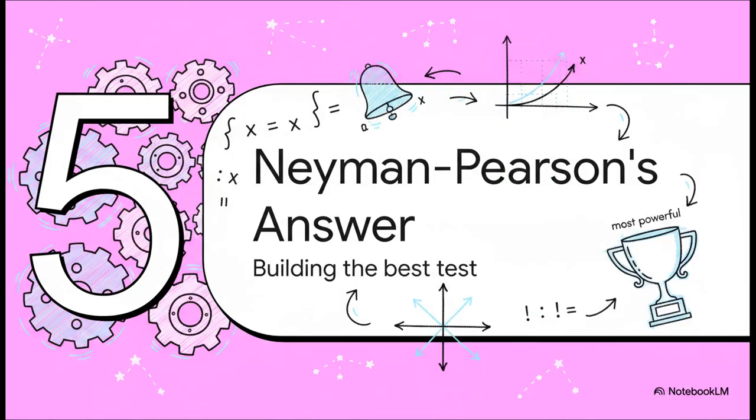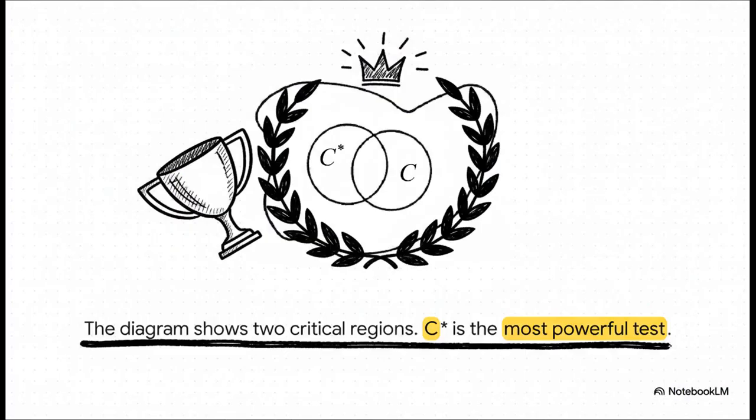And that brings us to the main event. Back in the 1930s, two statisticians, Neyman and Pearson, came up with this absolutely revolutionary answer. It's a mathematical proof called the Neyman-Pearson lemma, and it basically gives us the exact recipe for the most powerful test possible. The core idea is this. The lemma gives us a method to find an optimal test, let's call it C-star. And what it proves, mathematically, is that this C-star test will always have more power than any other possible test, which we can call C, that has the same alpha level. It is quite literally the undisputed champion.